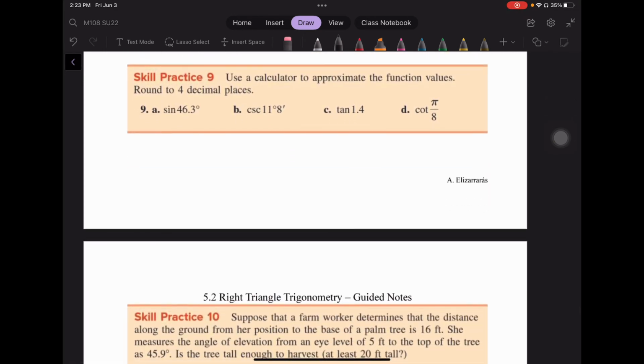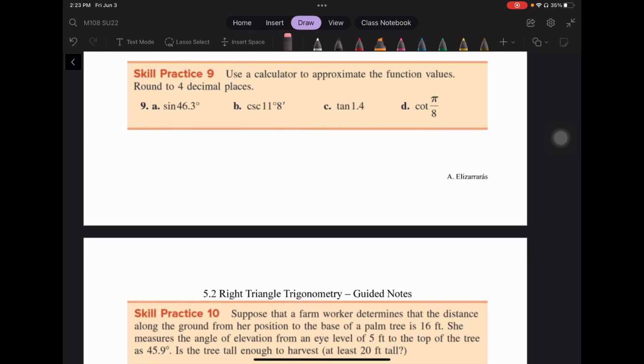Skill practice 9 asks us to use a calculator. I'm going to make sure that I'm in degrees for A and B, and I'm going to be in radians for C and D. Notice that there is a symbol for degrees in both A and B. So even though tangent does not have a pi, it is in radians because there is no degree given. So it's really important that when you're talking about degrees, you use the degree symbol, and when you're talking about radians, you use the radian symbol.